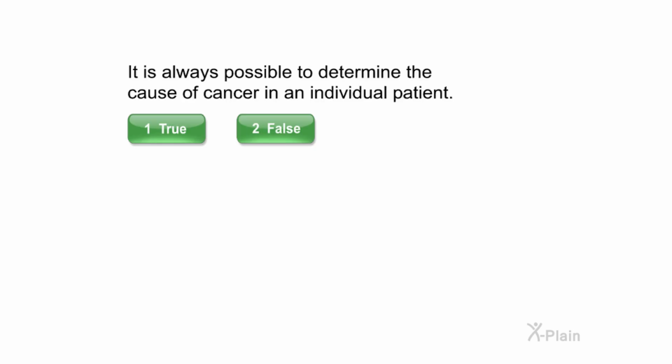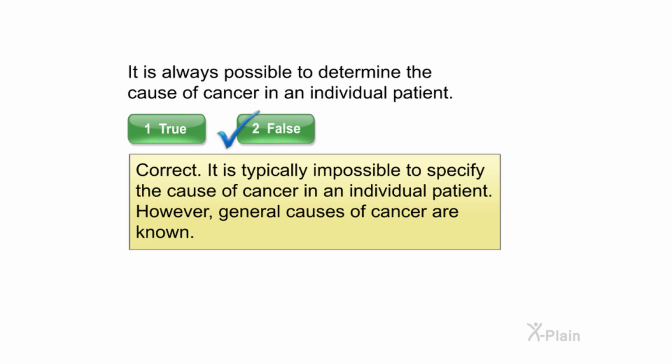It is always possible to determine the cause of cancer in an individual patient. Select true or false. Correct. It is typically impossible to specify the cause of cancer in an individual patient. However, general causes of cancer are known.